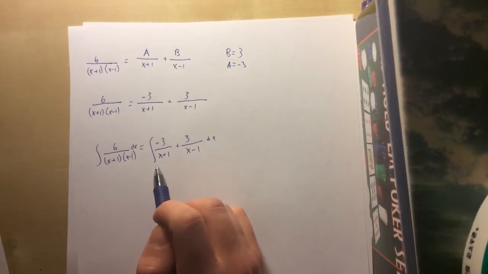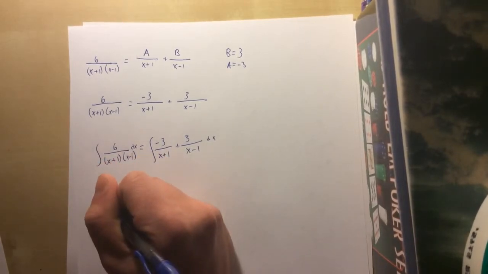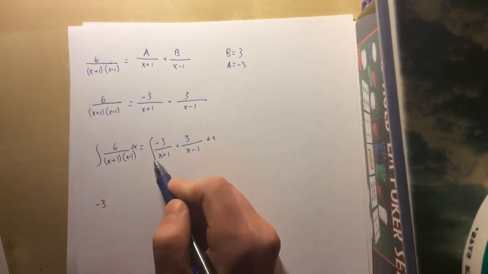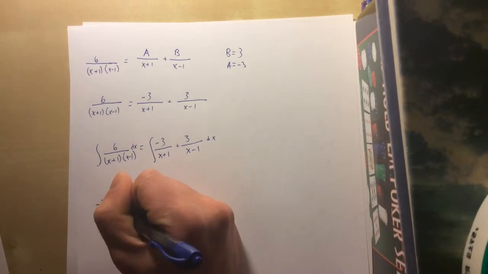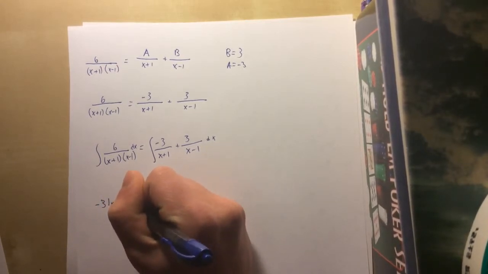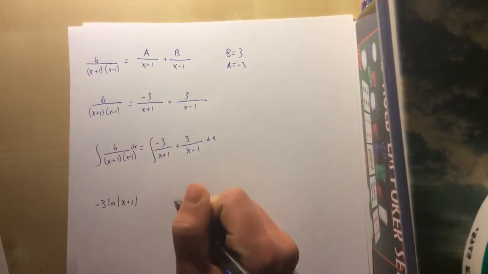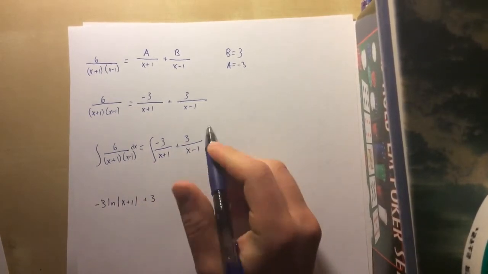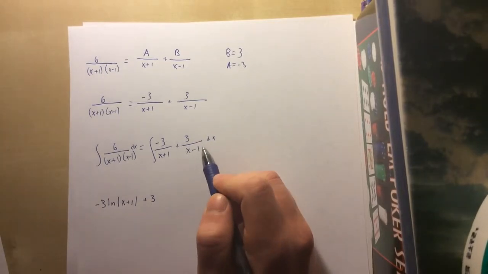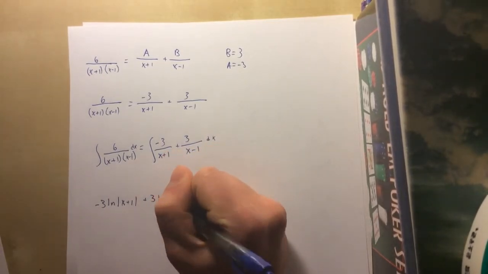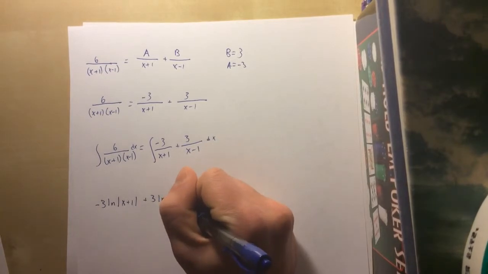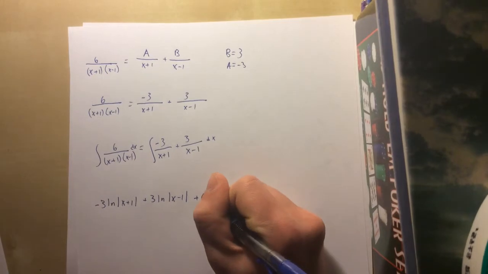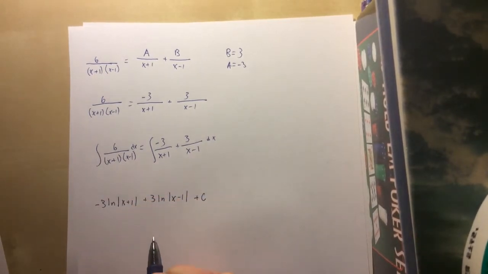The integral of -3 over x plus 1 is, if we take out the -3, the integral of 1 over x plus 1, which is the natural log of x plus 1. We're adding that to, once again taking out the 3, the integral of 1 over x minus 1, which is the natural log of x minus 1. Plus a constant, since we didn't have any limits.